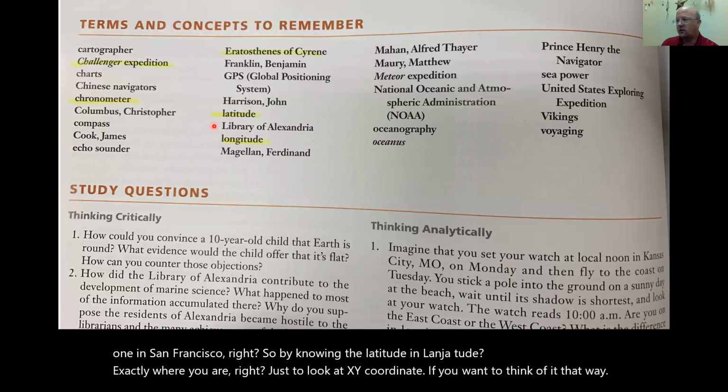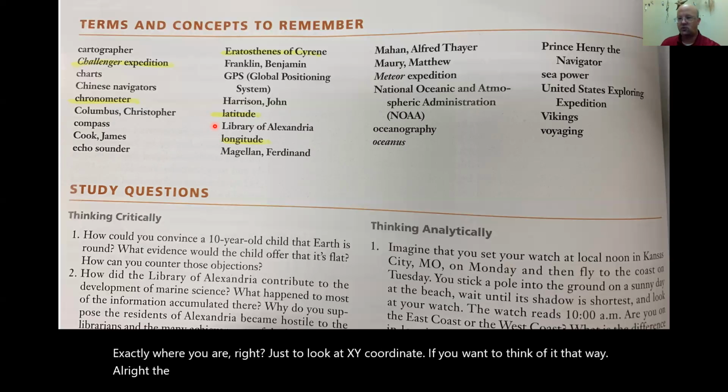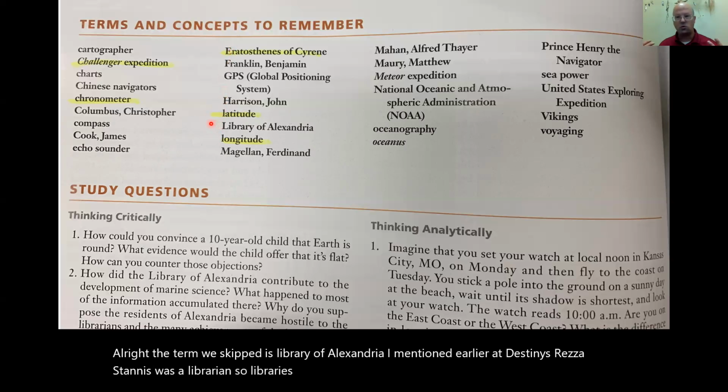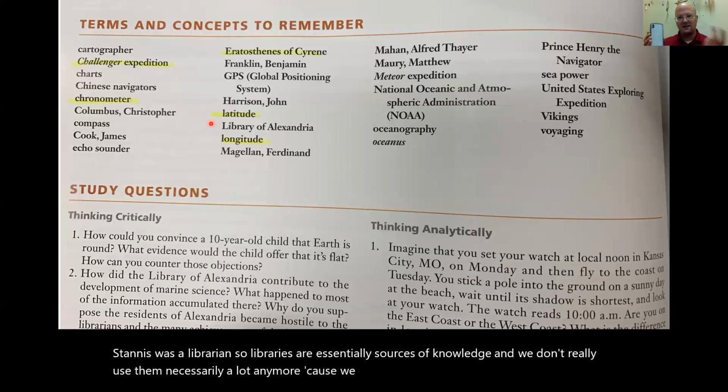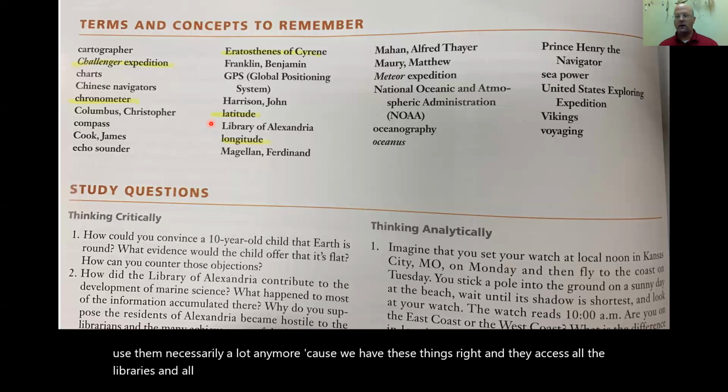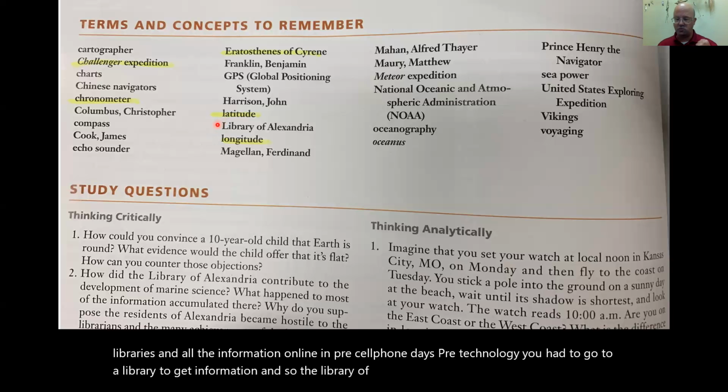All right, the term we skipped is Library of Alexandria. I mentioned earlier Stennis. Stennis was a librarian, right? So libraries are essentially sources of knowledge, right? We don't really use them necessarily a lot anymore because, you know, we have these things, right? And they access all the libraries and all the information online. But in pre-cell phone days, pre-technology, you had to go to a library to get information. And so the Library of Alexandria was the most famous one.